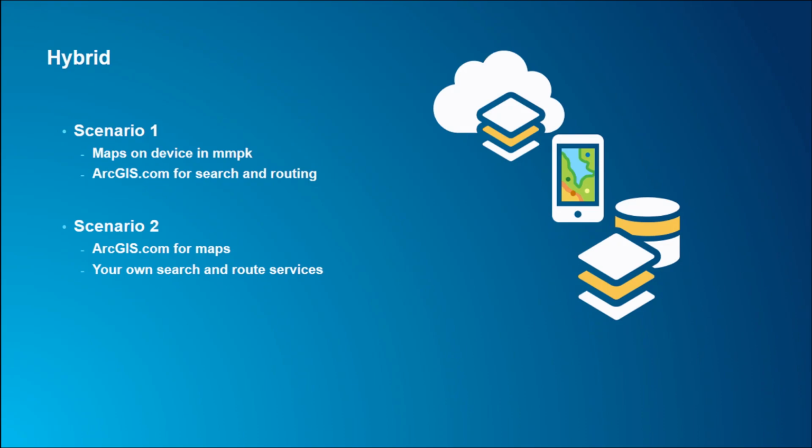Alternatively, you could use a hybrid approach where you have maps coming from, let's say, your mobile map package, but you want to use ArcGIS.com for searching and routing because you don't have, let's say, a locator or a network data set. Or potentially you don't have base data and you want to use ArcGIS.com for that, but you have your own search and routing services that you're going to use. So you can have a hybrid approach.